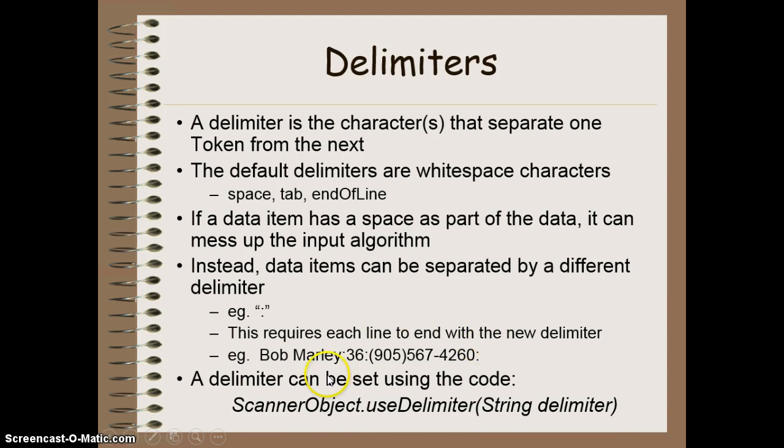If we want to set the delimiter, we do this particular line of code here. So whatever my scanner object is, so that scanner object dot use delimiter, and then provide the string that I want to use to separate the individual pieces of data in my file. I just have to make sure that I've saved my file with that same format in order for this to work.